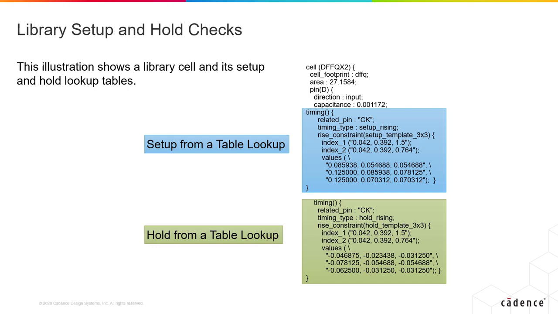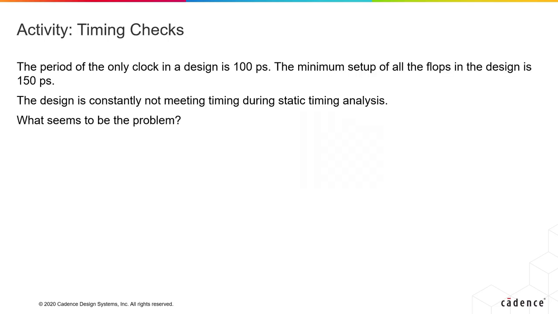For the hold, the values are shown as a negative value. Both setup and hold have to be met for any particular capture flop to safely save the data into the flop. Take a minute to try this activity.